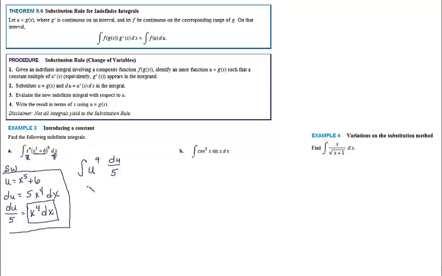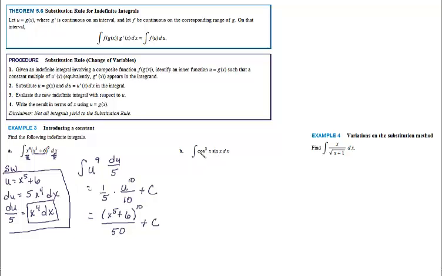Okay, I can do this. This is going to be 1/5 times u to the 10th over 10 plus c. It's going to be replacing, (x to the 5th plus 6) raised to the 10th all over 50 plus c. Okay.